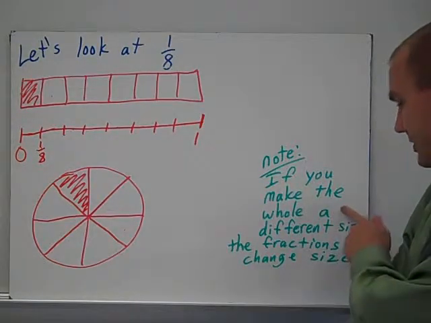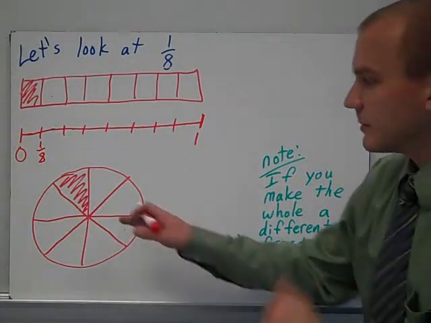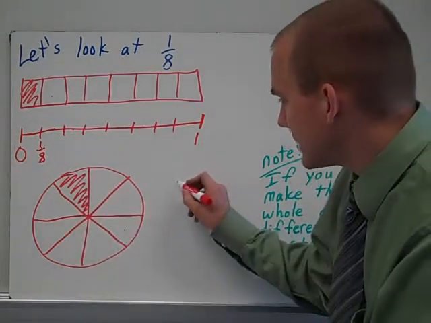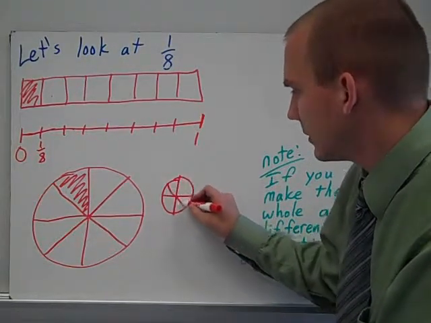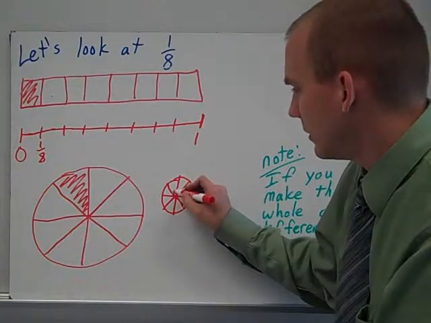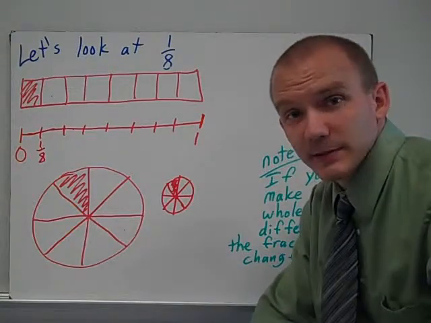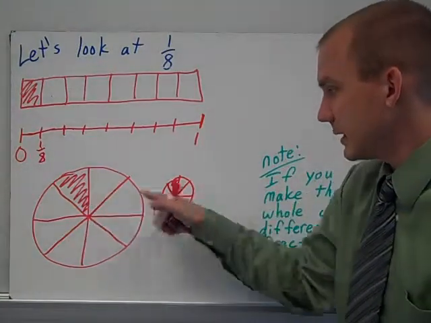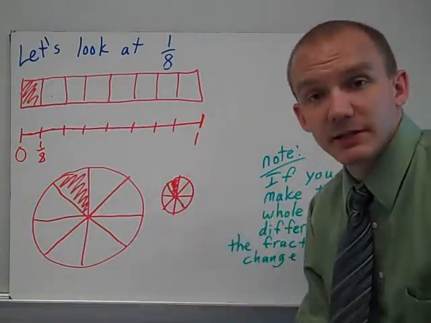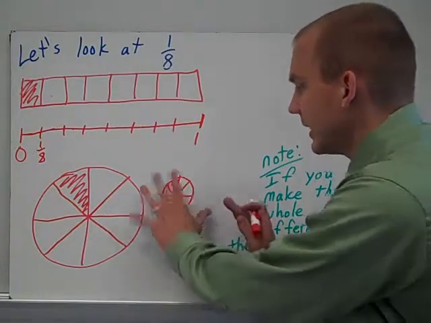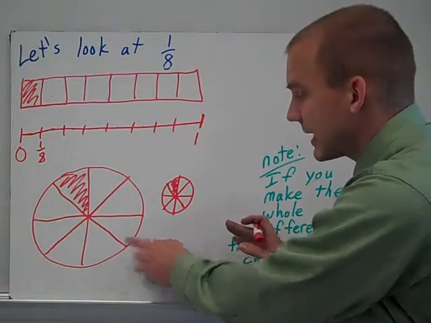I want to point out something though. If you make the whole a different size, the fractions change size. So just because I have 1/8 here, and then say I draw this little circle, and split it into eighths again. Okay, 1/8. I think of eighths in a circle and I think of pizzas. Well, this piece of pizza is bigger than this piece of pizza, even though they're both 1/8, because the size of the pizza itself changes, which means that we can't really compare those fractions. They're both 1/8, but they're not the same, because the size of the whole is different.